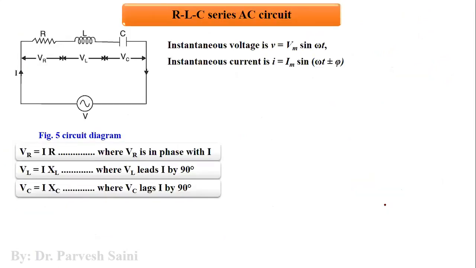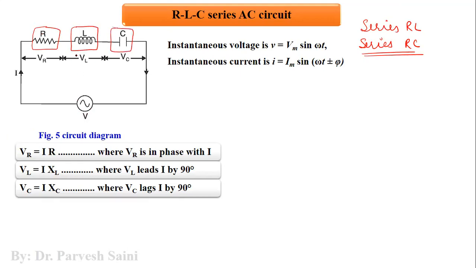Let us see the series RLC AC circuits. In our previous lectures, we have discussed the series RL circuit. Then we have discussed the series RC circuit. Now, today we will discuss a series RLC circuit, which is an AC circuit. So let us consider that three components R, L and C are connected to one another in series across a voltage source, which is an AC voltage source.